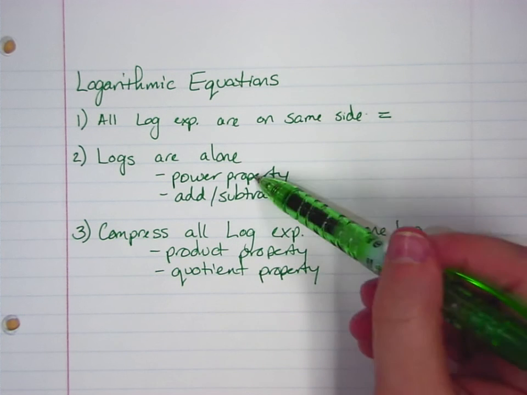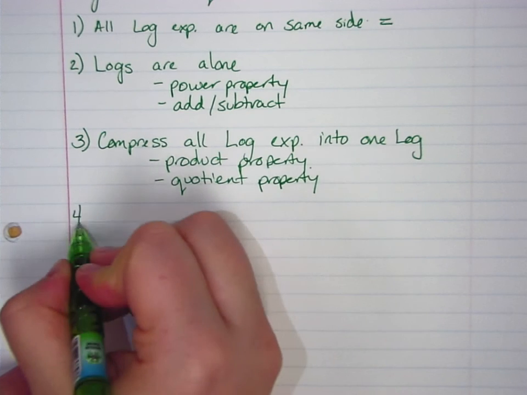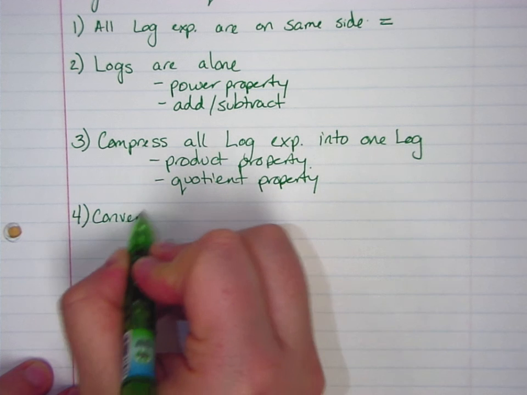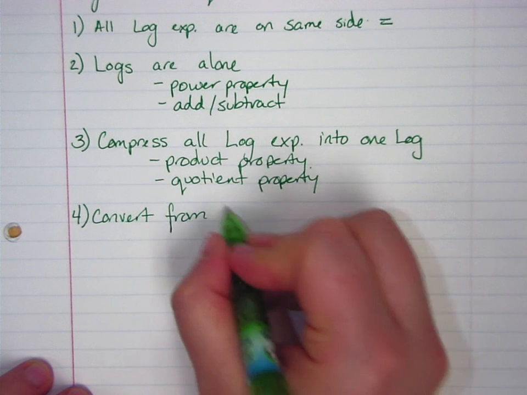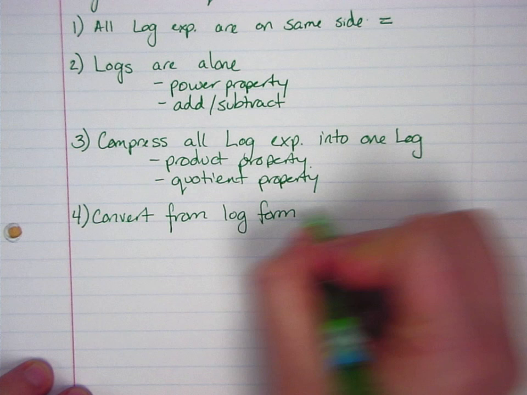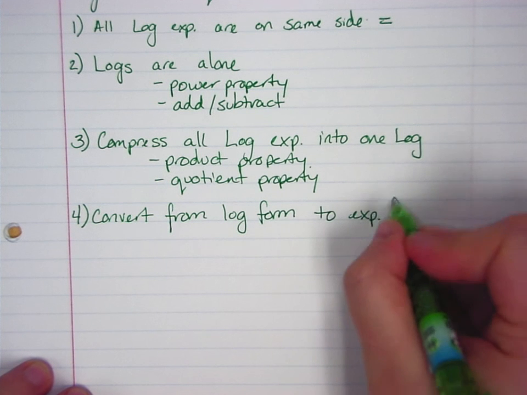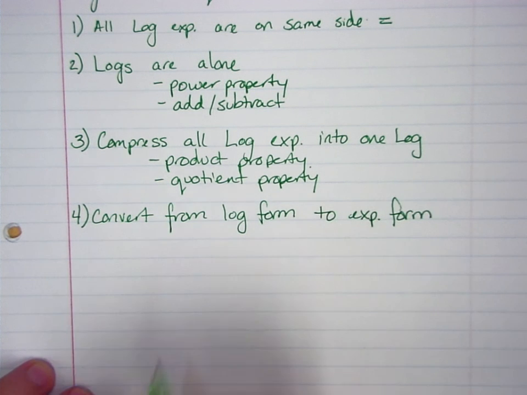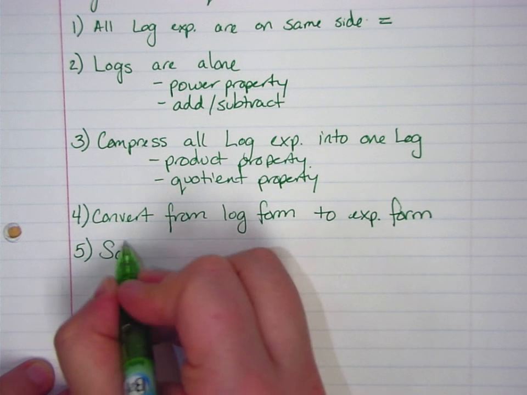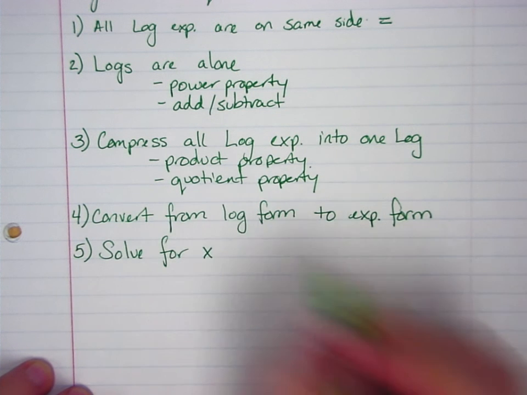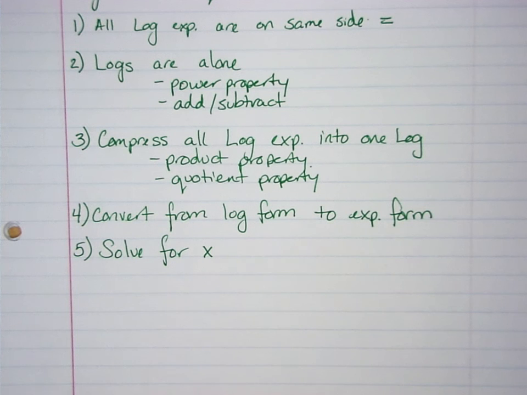Once you check to make sure that these three things are complete, we're then going to convert our equation from log form to exponential form. And then finally, we're going to solve for x. I'm going to do a very complicated example here, just to kind of show you all the things that you might have to do. Let's take a look here.